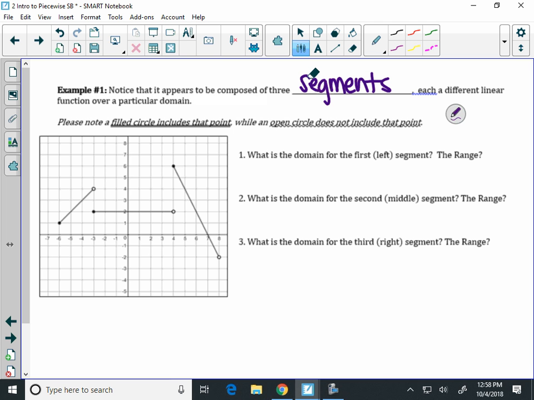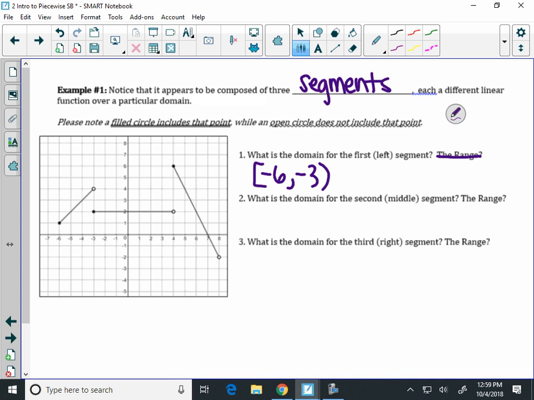What is the domain of this left segment over here? I'm going to write it in interval notation just because that's my default. You can do inequalities if you want, but what's the domain for the left segment? Where do you start? -6. Now, -6 has a closed dot, so what symbol would you put with the -6? A bracket. And that goes until what x value? -3. Now, that -3 has an open dot, so you put a parenthesis.